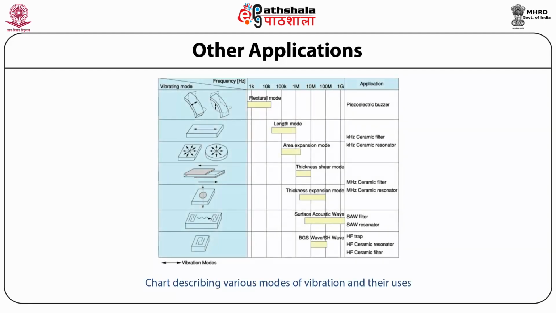So this figure shows the various modes of vibrations and their uses. Now, when it is a flexural mode, then it can be used in the piezoelectric buzzer. When there is a length mode and the area expansion mode, it can be used in a ceramic filter and ceramic resonator in the kilohertz range. And when it has a thickness shear mode and thickness expansion mode, it can be used in the ceramic filter and ceramic resonator of megahertz range.